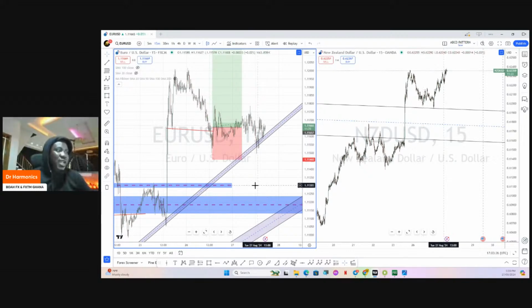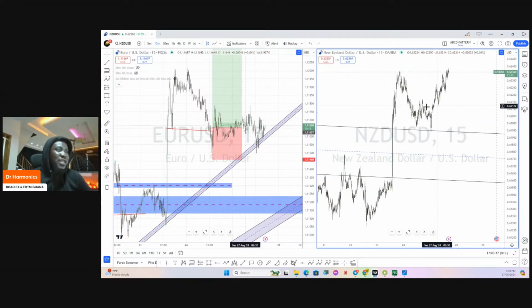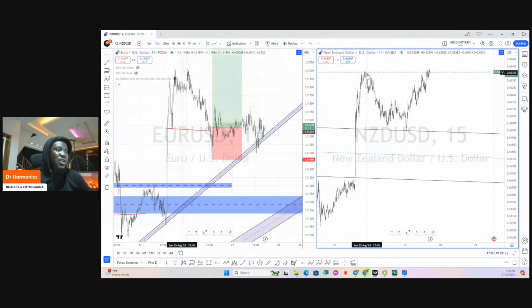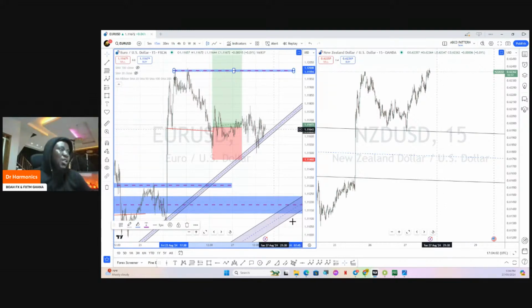It created an equal low. Okay, this one took some, clear some stop loss over here. And it has broken the resistance. It has broken the resistance of NZD USD. So if you are smart enough, instead of looking for a buy opportunity for NZD USD, you'll be looking for a buy opportunity for what? Euro USD. Because there is a lot of room over here for it to go up.